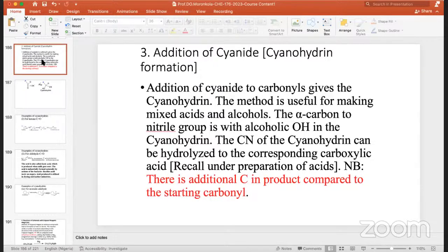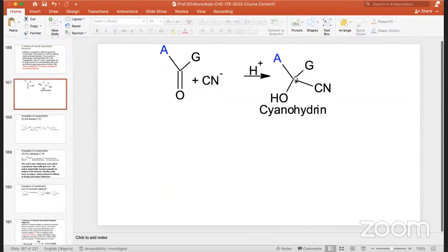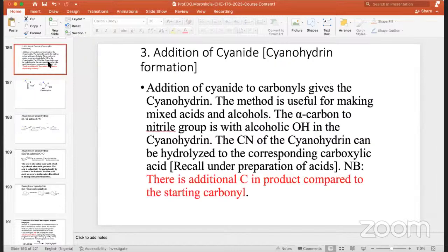The method is used for making mixed acids and alcohols. Here, the alpha carbon to the nitrile group carries the alcoholic OH in the cyanohydrin. So, as the alpha. Composition number 2, don't forget the Greek word alpha. The cyanide group of the cyanohydrin is hydrolyzed to the corresponding carboxylic acid, and we will still briefly touch on this when we come to carboxylic acid.